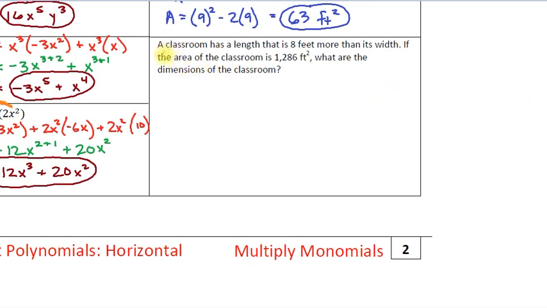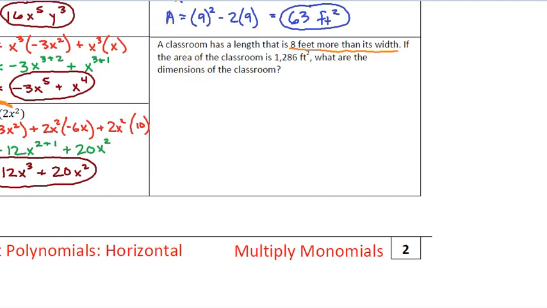Okay, here's our word problem to wrap this up. A classroom has a length that is 8 feet more than its width. If the area of the classroom is 1,286 feet squared, what are the dimensions of the classroom? So you can see they're giving us the area now. In the previous question we had to find the area. In this question they're giving us the area and they're asking us what are the dimensions. When it says dimensions, they want to know what the length and the width are.